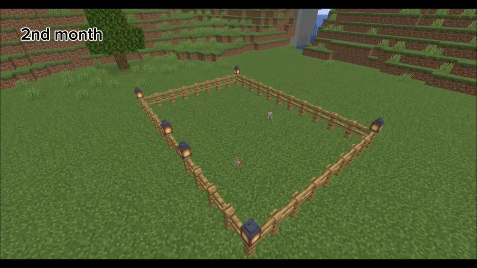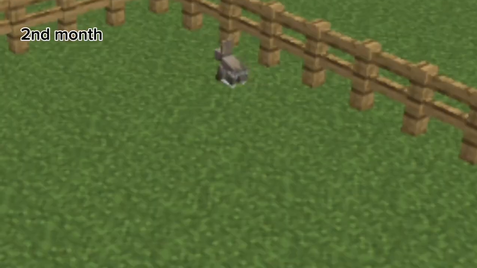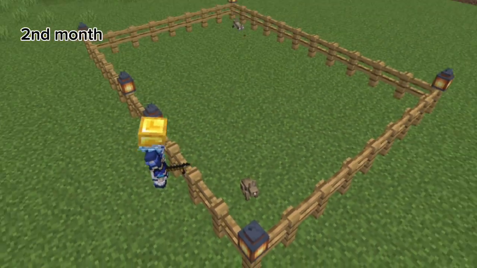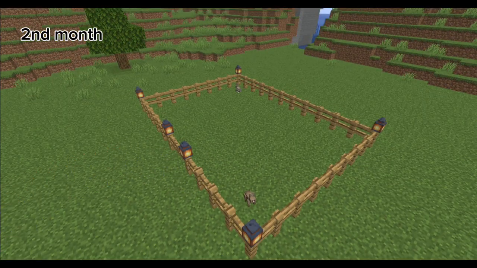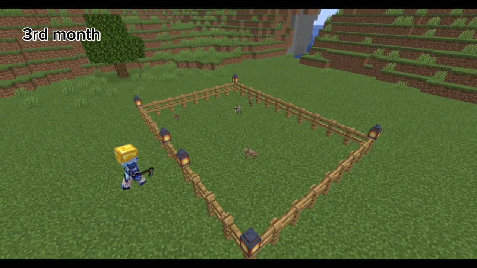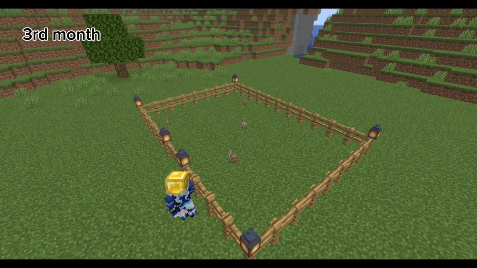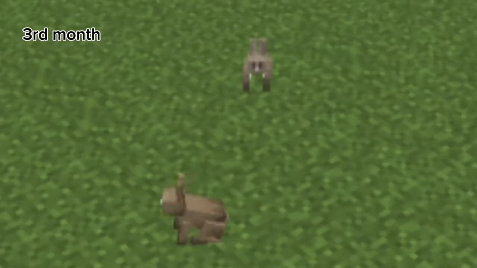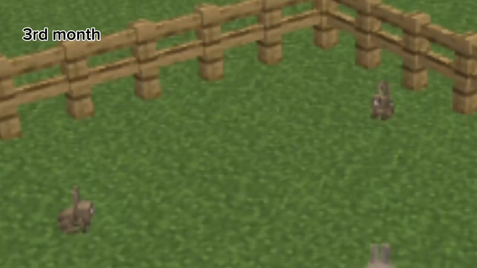Now, here we are at the second month. The initial pair of rabbits are now adults. We will be able to see some major changes in the following month. Let's skip time once again. Here we are at the third month. The rabbits would now reproduce. Thus we have two pairs, one pair of adults and one pair of children.